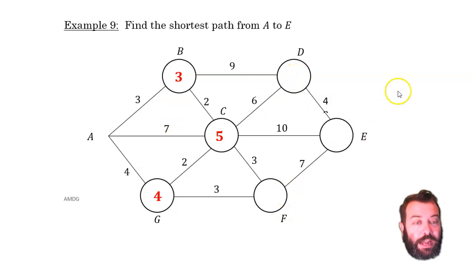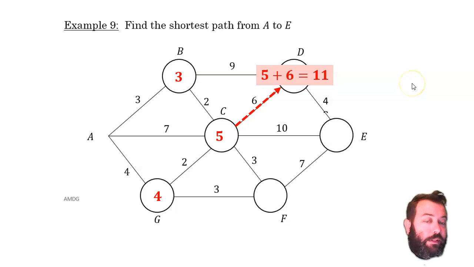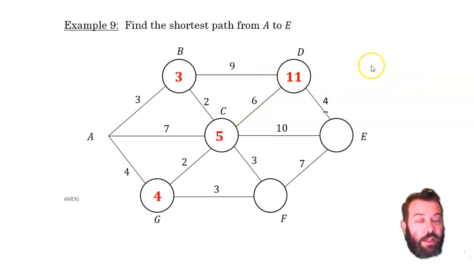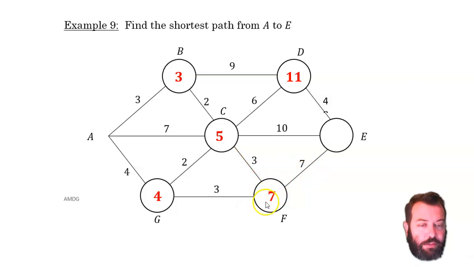Now we're going to look at D and F. To get to D, I could come from B directly, which would be an extra 9, takes us to 12 units. I could come from C, which would be 5 plus 6, 11. It's going to be our shortest. So 11 goes in that circle. Now for F, I could come from G or from C. 4 plus 3 is 7, 5 plus 3 is 8, and the 7 is the lower of those. So that's the shortest distance to F.